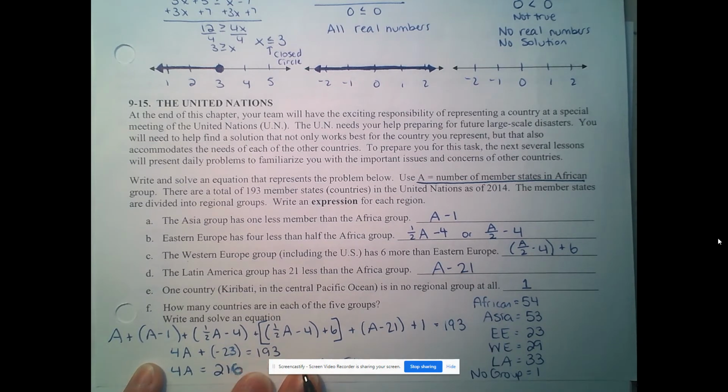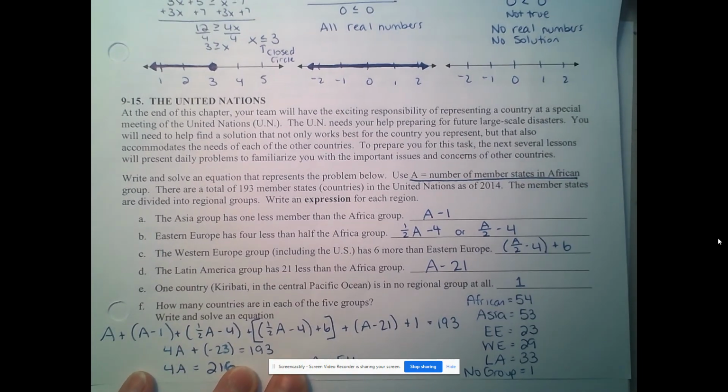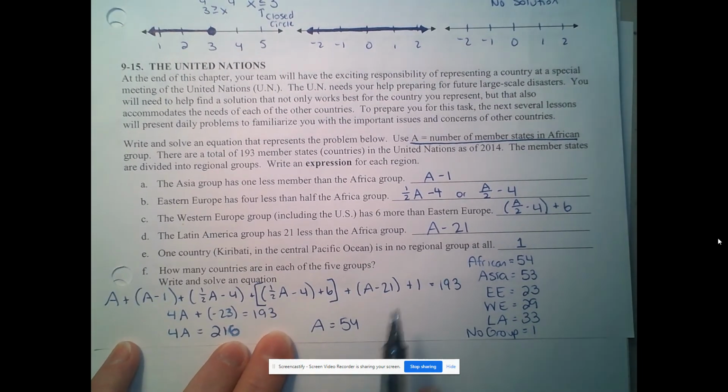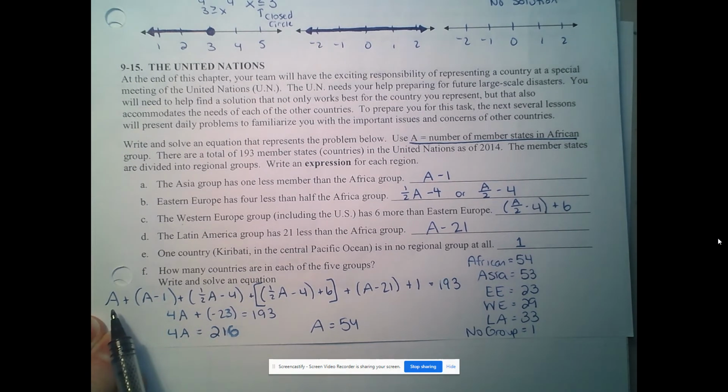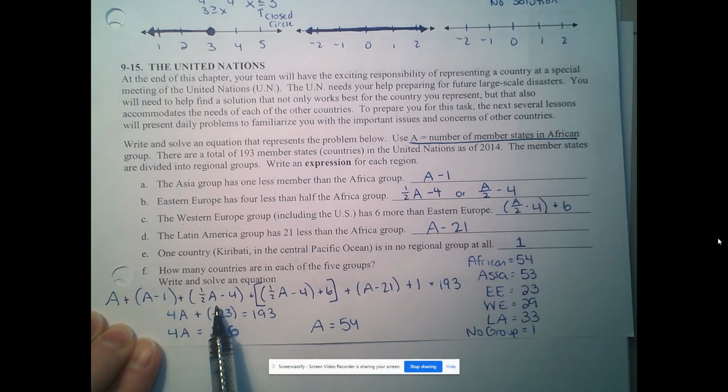One country is in no regional group at all. That's just the number 1. It wouldn't reflect at all on any sort of relationship to the African group. How many countries are in each of the 5 groups? So you would have A for the African group, our next expression A minus 1 for the Asian group, our next expression 1/2 A minus 4, that was for the Eastern Europe group.